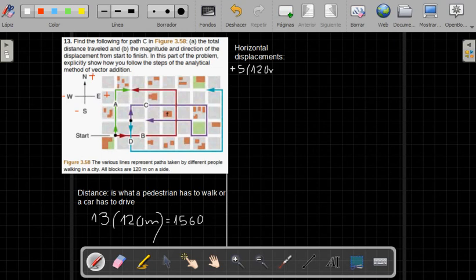Alright, 120 meters multiplied by 5 is equal to 600 meters. Now, there is another horizontal displacement, right here, about 1 block, and it's going to the west.